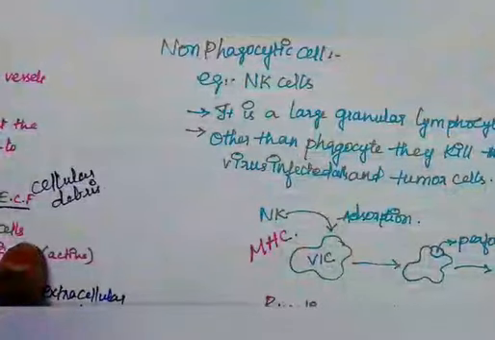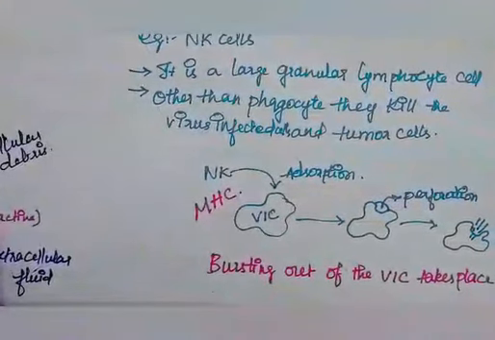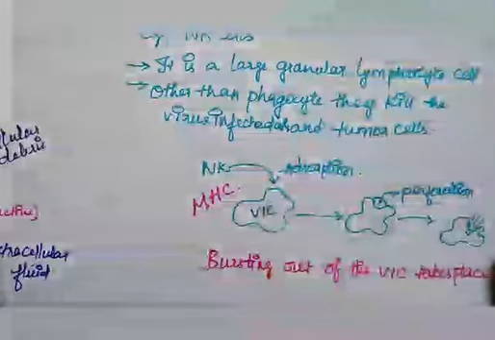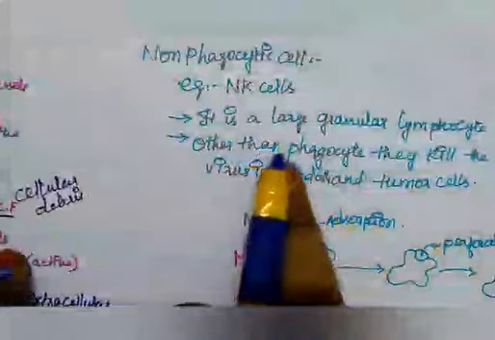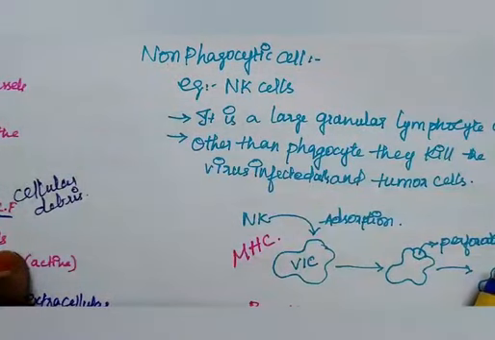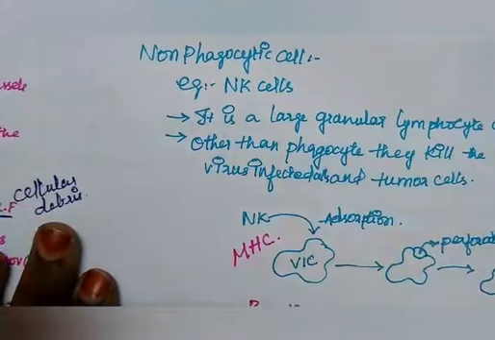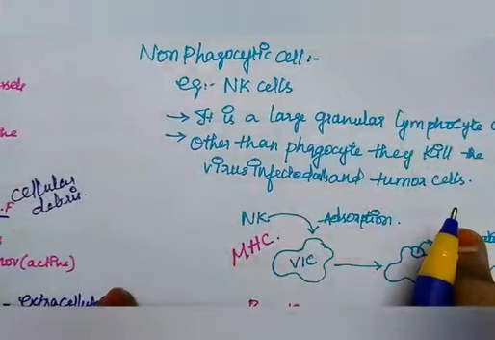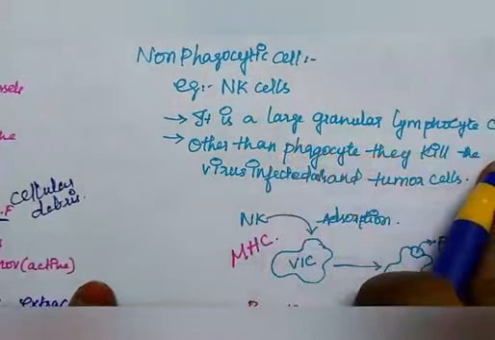The natural killer cells are a good example of the non-phagocytic cells. The natural killer cell not only plays an important role in innate immunity, it also plays an important role in acquired immunity. So what are these natural killer cells? Natural killer cells are large granular lymphocyte cells. As already stated, the macrophages are larger, irregularly shaped phagocytic cells. Here, these are large granular lymphocytic cells.